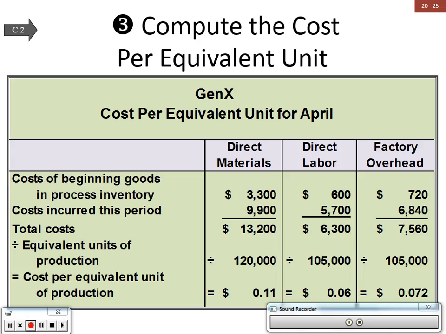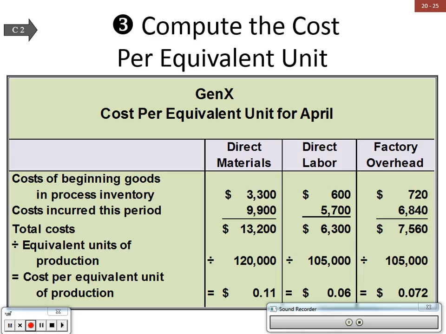Cost per equivalent unit for April. So in beginning process, remember they had process inventory. They had 3,300 for direct materials, 600 for labor, and factory overhead 720. They incurred costs for April, 9,900 for materials, 5,700 for labor, and 6,840 for factory overhead.